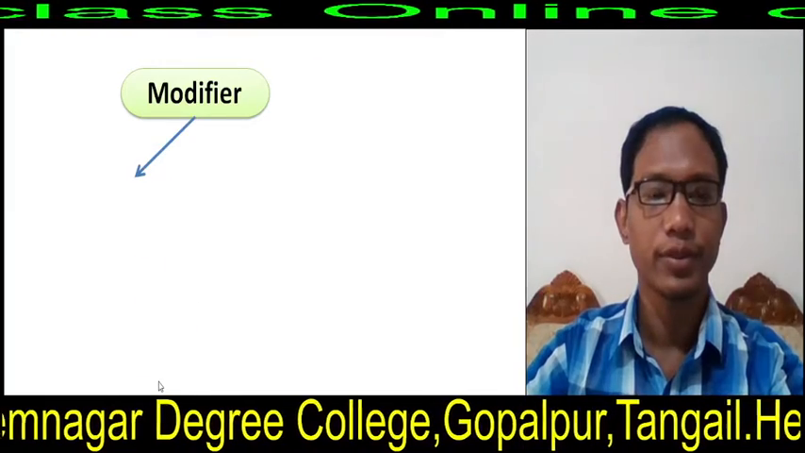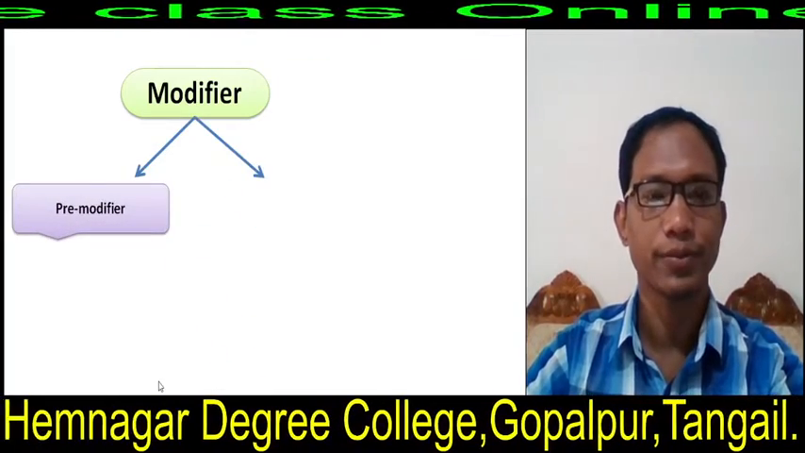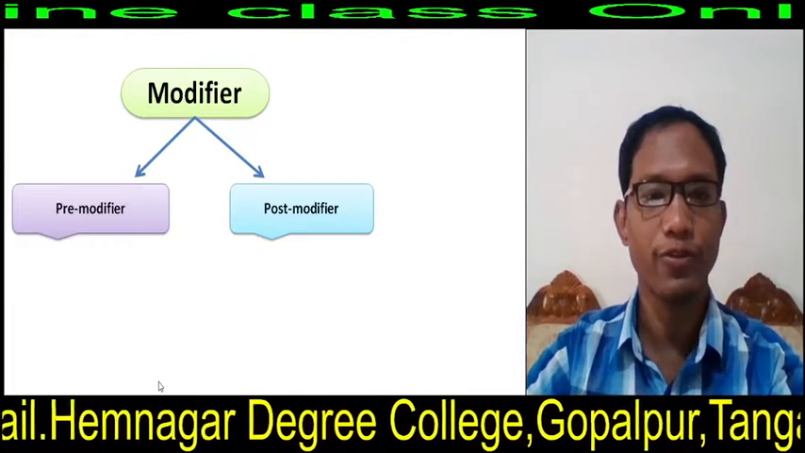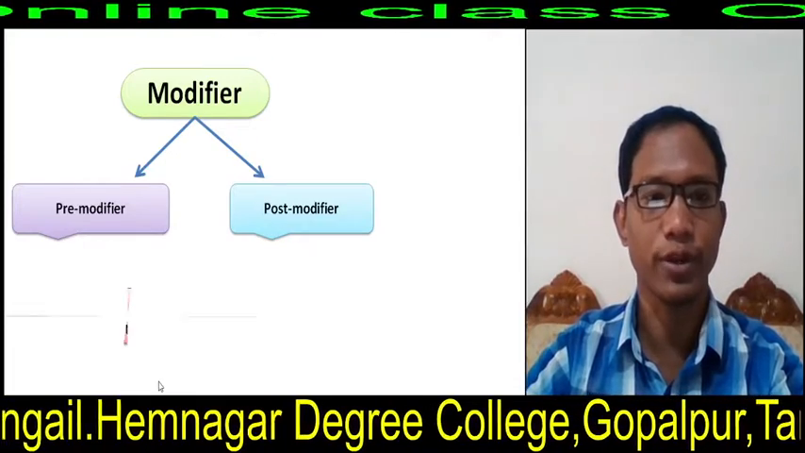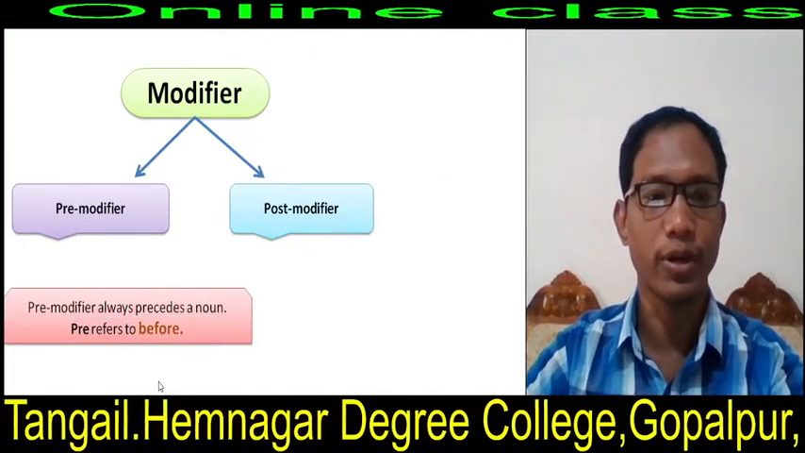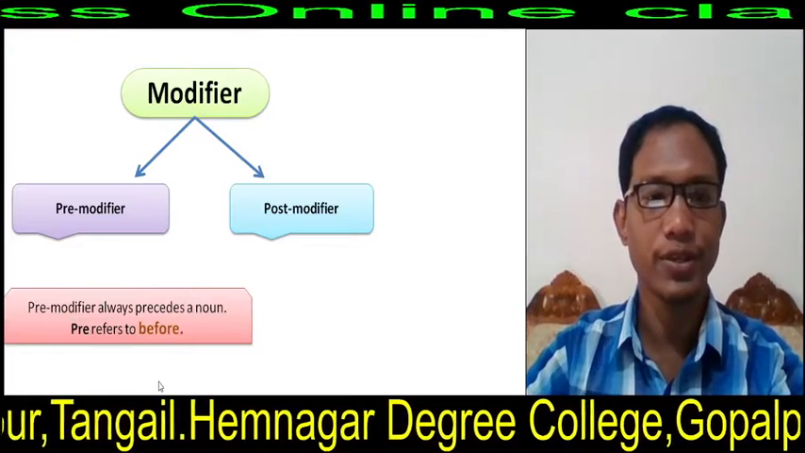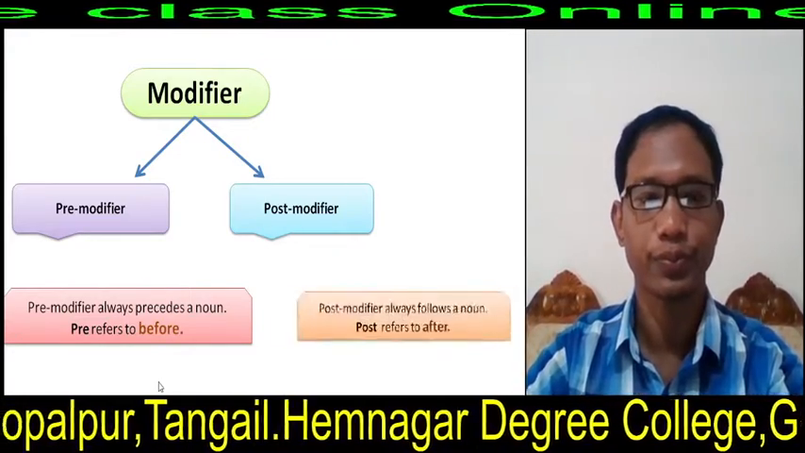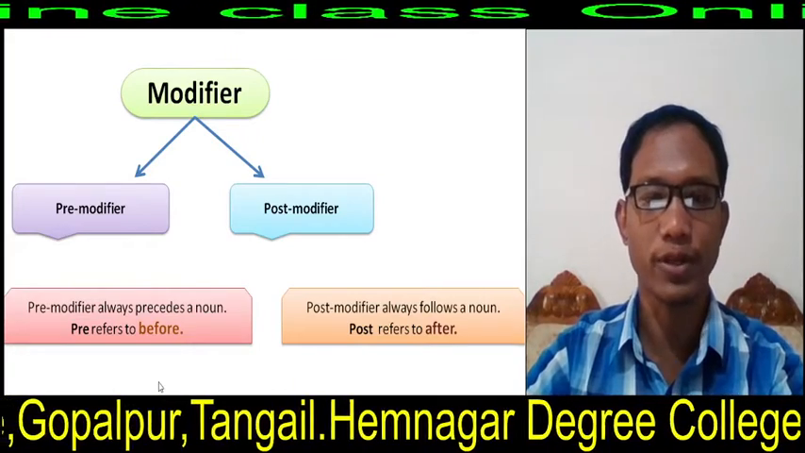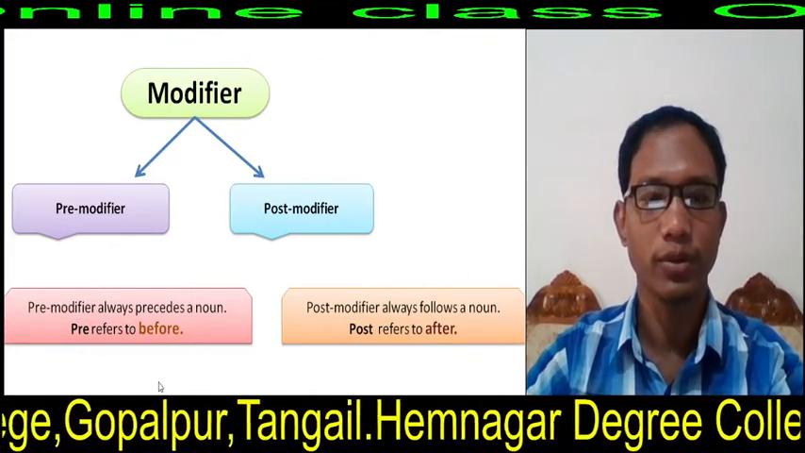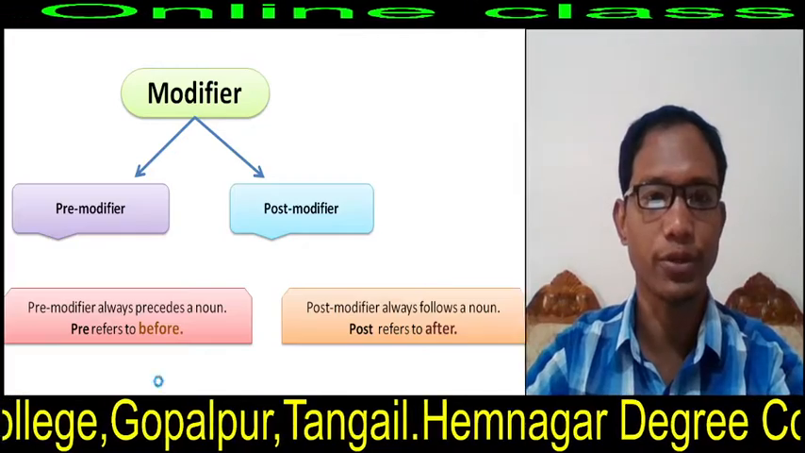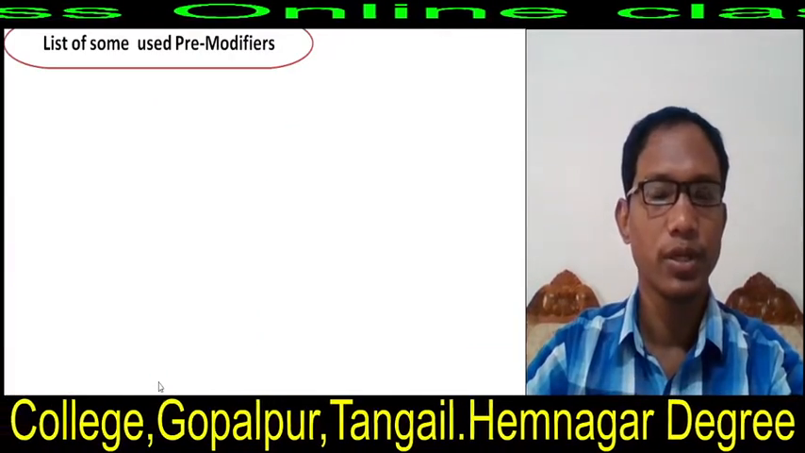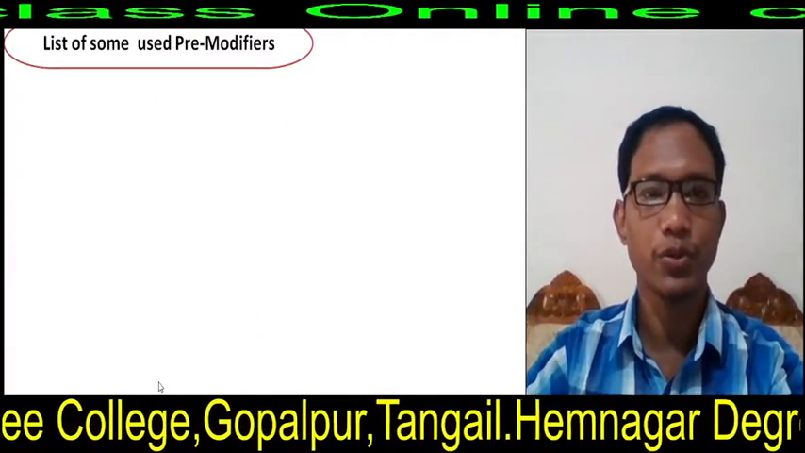Modifiers are of two types. Number one, pre-modifier. Number two, post-modifier. A pre-modifier always precedes a noun. Pre refers to before. A post-modifier always follows a noun. Post refers to after. List of some used pre-modifiers.